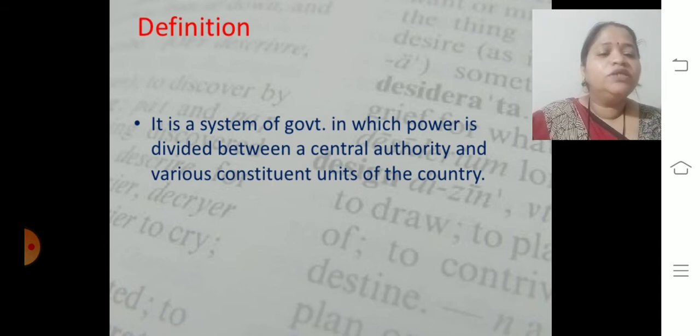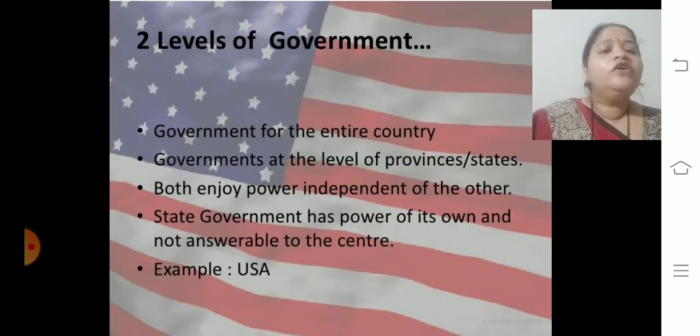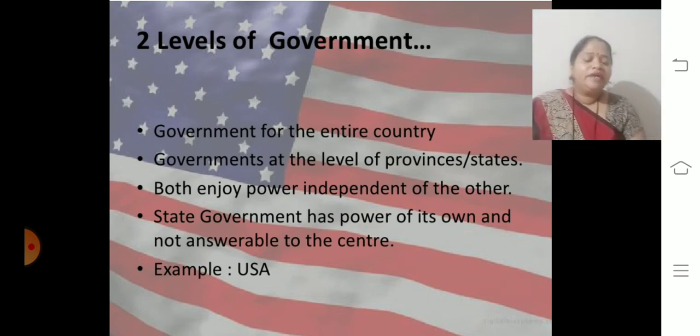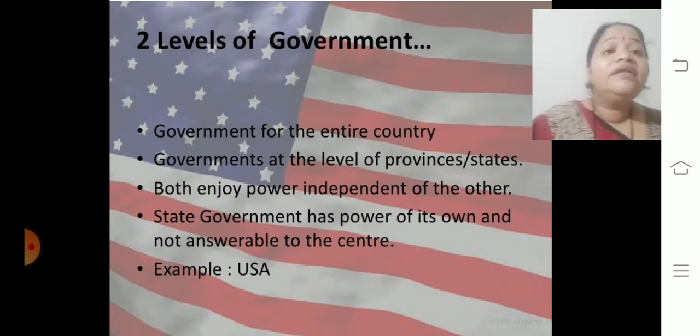So federalism, what does it let you do? It lets you divide power, taking one example of our country, where power is divided between the central authority and the constituent units. So federalism is a division of power between the central authority and the constituent units of the country. Now, what type of government is that? It works at two levels of government. We'll discuss it, and this is the type of government we are talking about under federalism.